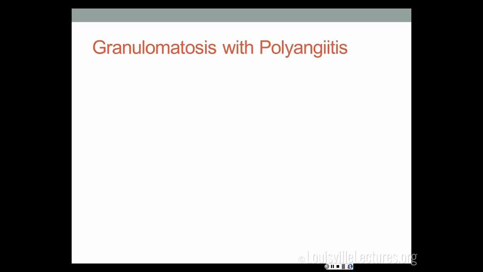Okay. So we used to call it Wegener's. Now we call it granulomatosis with polyangiitis. There were 2 reasons to do this. One, they wanted the name to more accurately reflect what the disease is actually doing. And 2, Wegener was probably a Nazi. Nobody could really ever prove that.